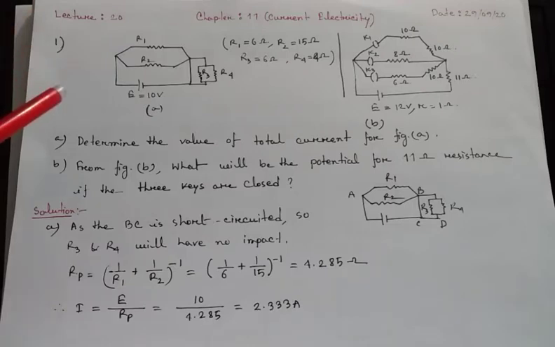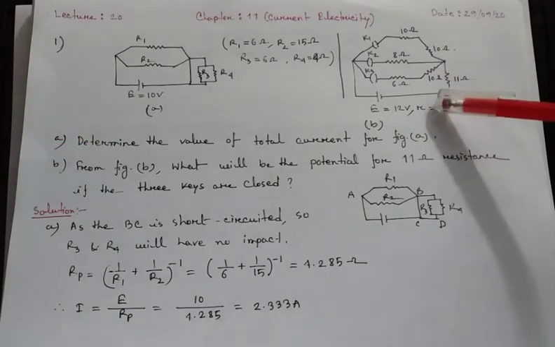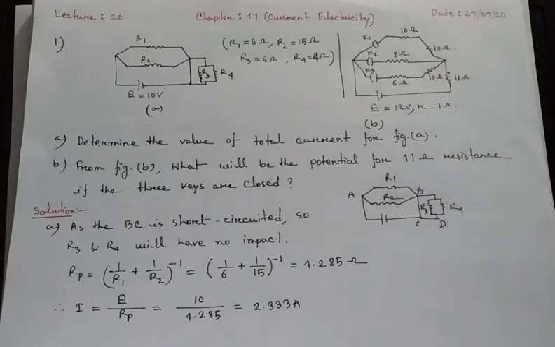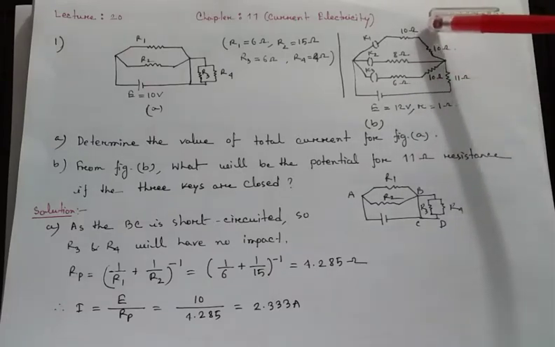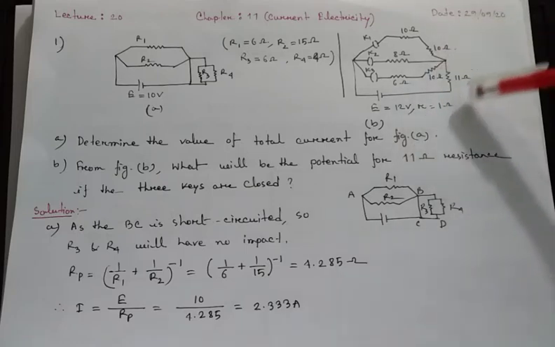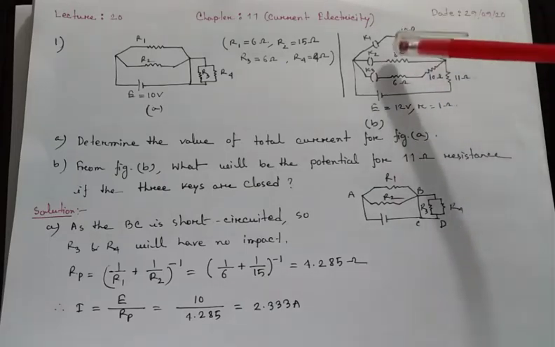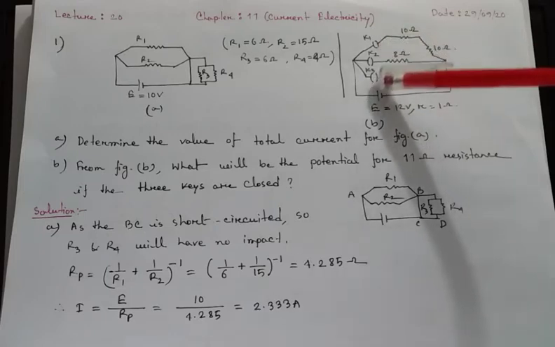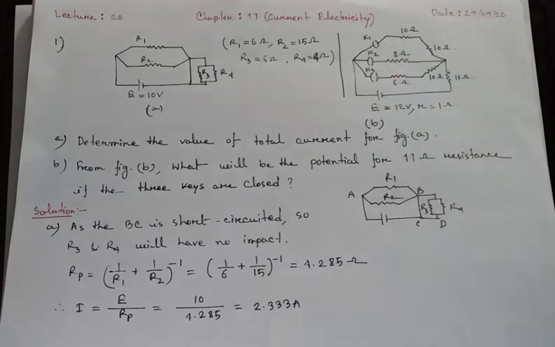And there is another circuit on this screen. In circuit B, there is a combination of resistors: 10 ohm, 8 ohm, 6 ohm, 10 ohm, 10 ohm, 11 ohm, and three keys are used here, key 1, key 2, and key 3. The voltage source is 12 volt and the internal resistance here is 1 ohm. So these are the given information.